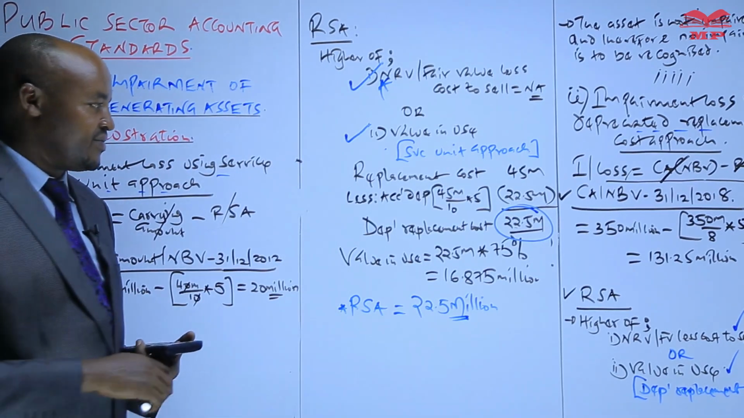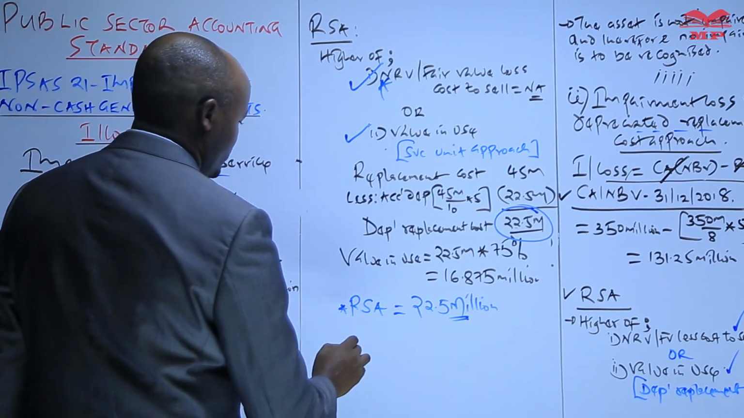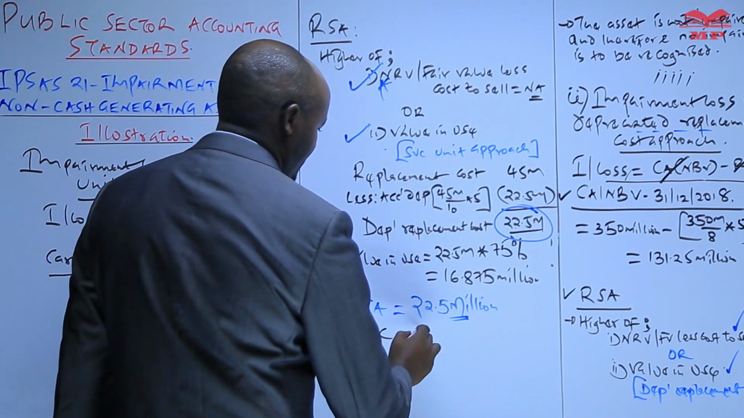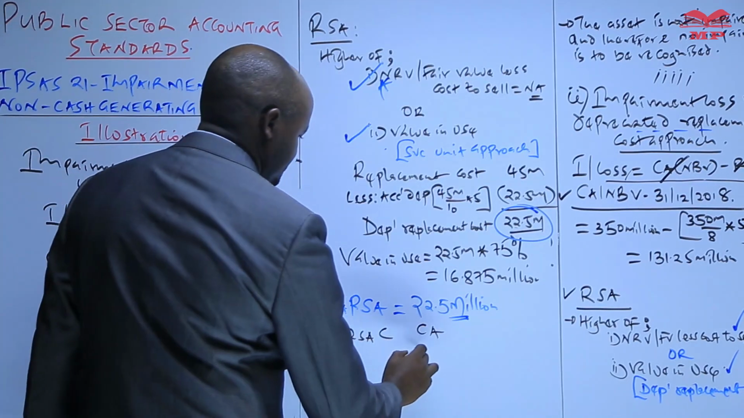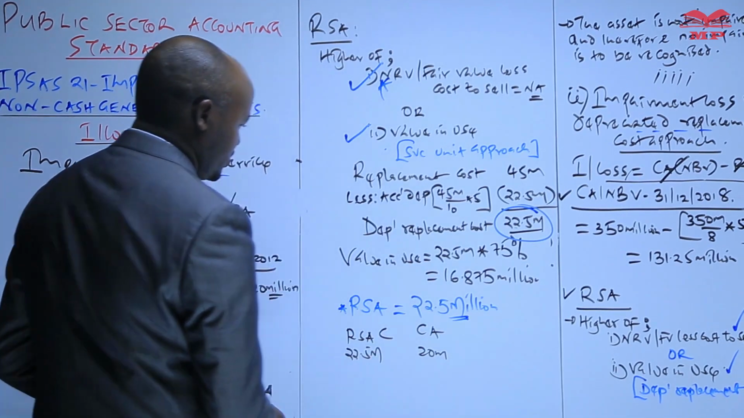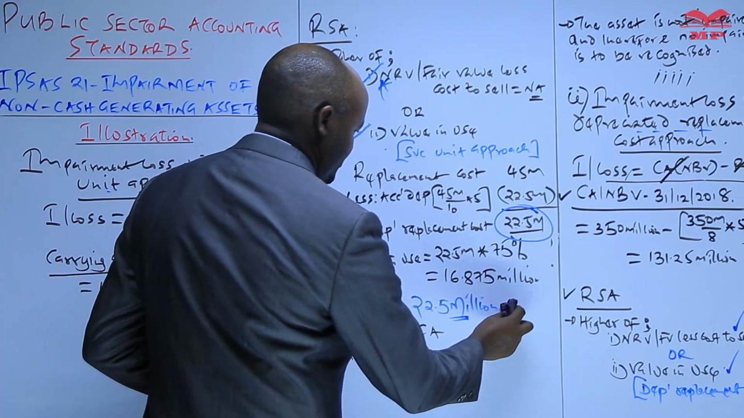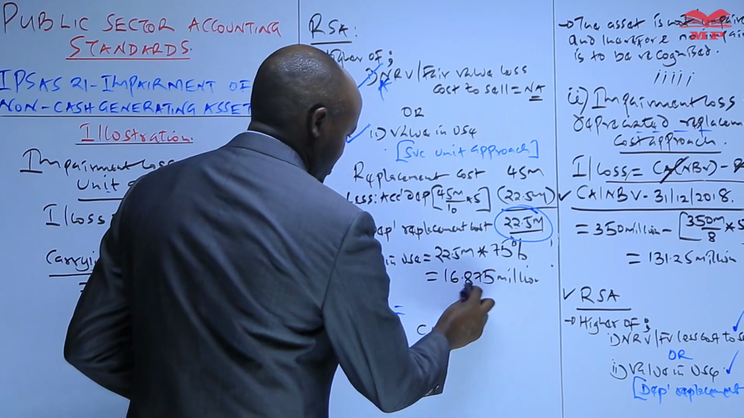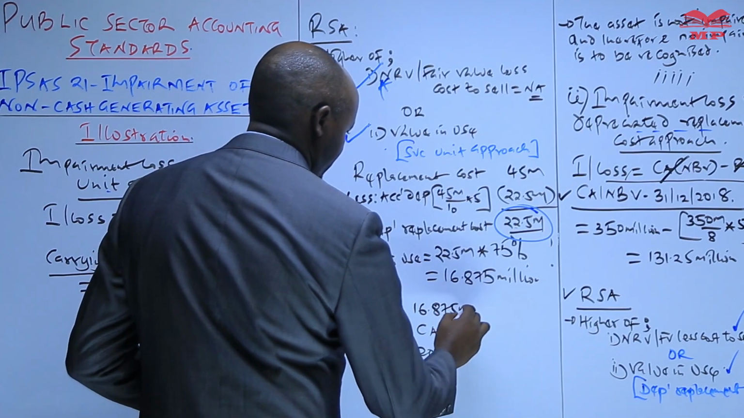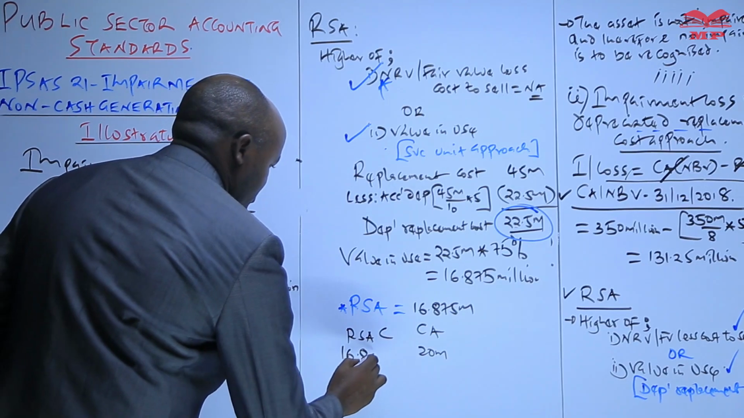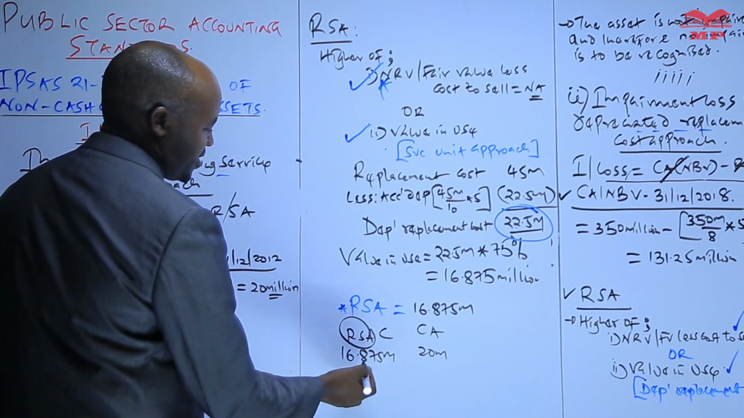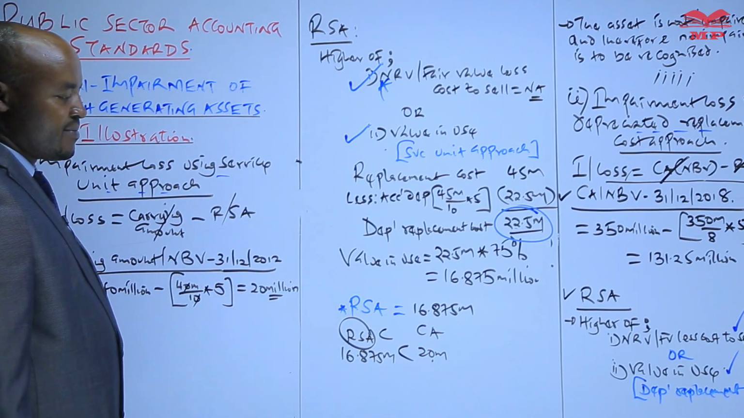Finally, we need to determine whether this asset is impaired or not by comparing the two values, by determining whether the recoverable service amount is less than the carrying amount. Our carrying amount, we have it here, 20 million. What about the recoverable service amount? Let's change that. The recoverable service amount is 16.875 million. So is this less than that? Yes. We can see the recoverable service amount is less than the carrying amount.